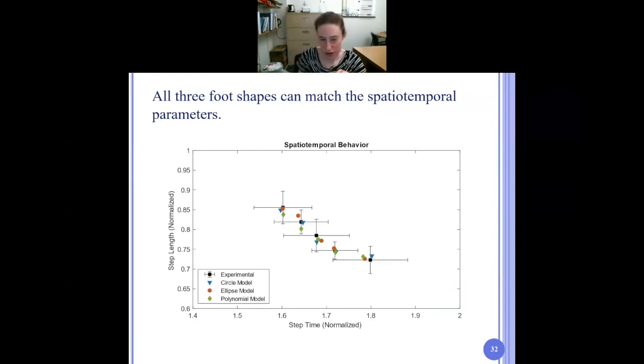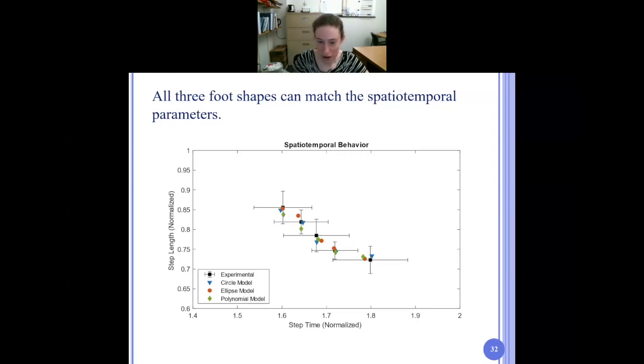So this plot shows example spatial temporal data for one subject. On the horizontal axis, we have a normalized step time, and on the vertical axis, we have a normalized step length. The experimental data is shown with these black squares with standard deviations shown with these error bars. The circle model is shown with the blue triangles. The ellipse model is shown with the orange circles. And the polynomial model is shown with these green triangles.